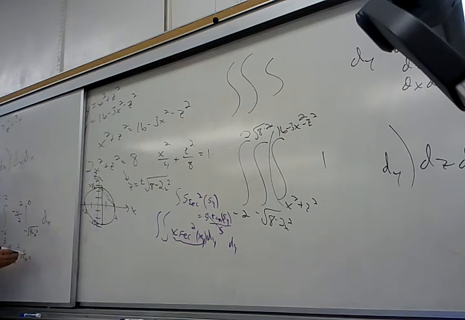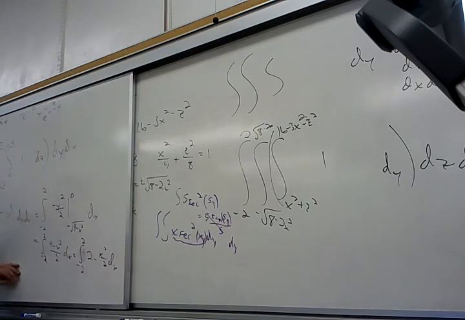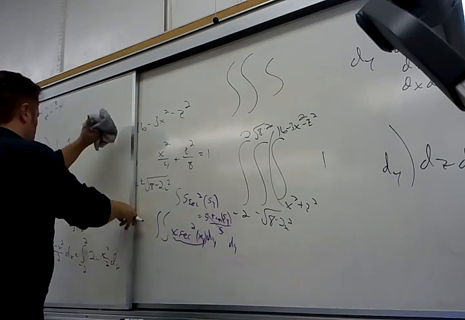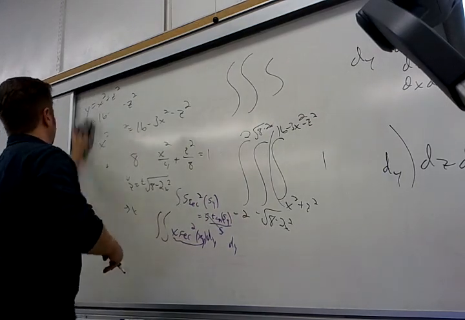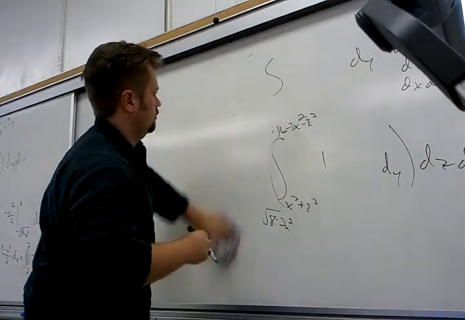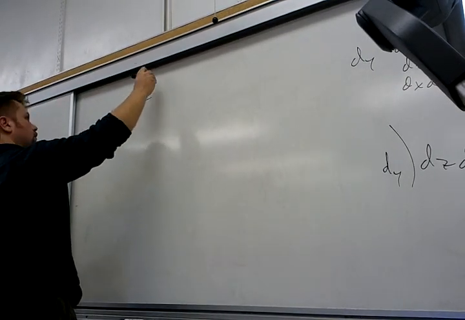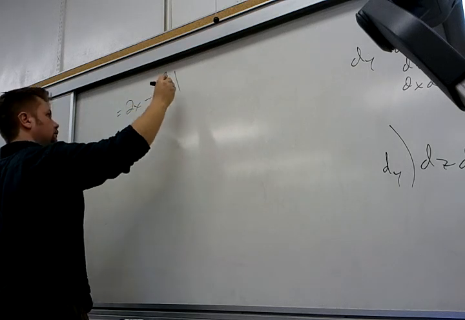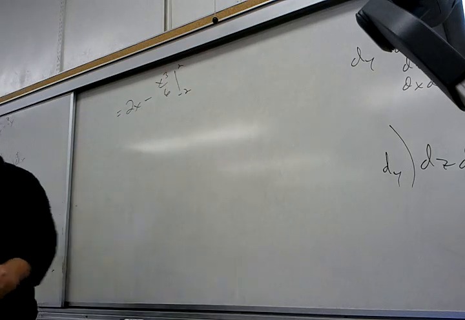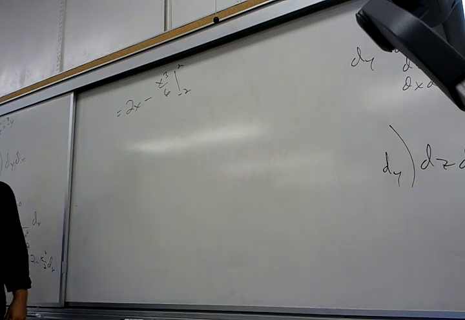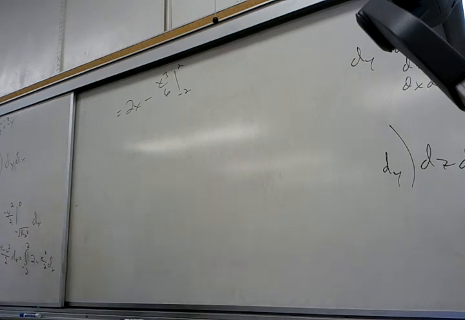So when you integrate that, what do you get? You write this again: the integral of 2 minus x squared over 2 dx. You get 2x minus x cubed over 6, from negative 2 to 2. And you just plug and check.